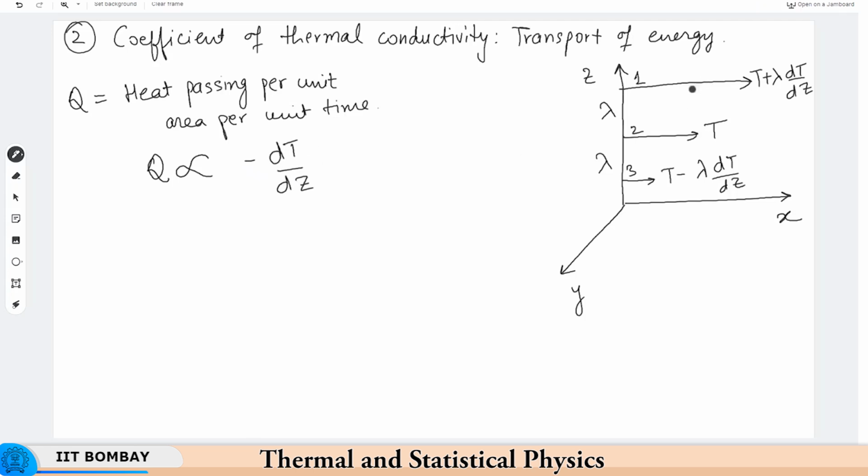And why minus? Because heat will go from high temperature to low temperature. And if we want to remove the proportionality sign, this just becomes minus k dT by dz. So, now basically we have to do the same. Here the k is known as the coefficient of thermal conductivity.